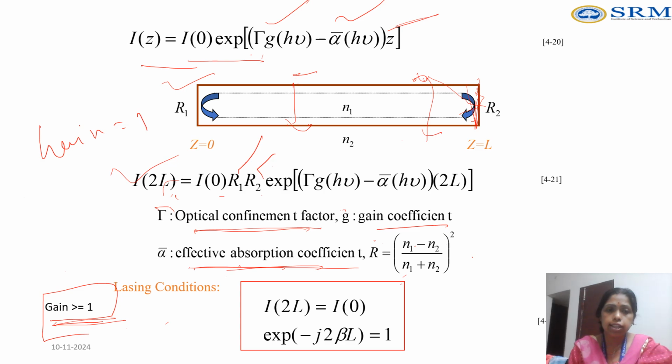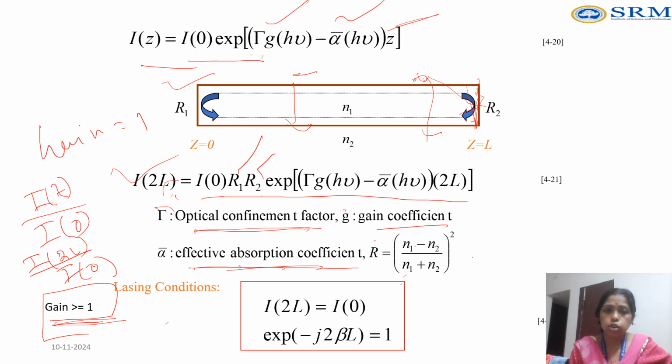What is the gain? Gain is I output by I input, I(z) by I naught. What is I(z)? I(z) is I(2L) by I naught. I naught is the same, so instead of I(2L) you can put this equation, and this I naught will cancel out. So you get the gain equal to this equation: R1, R2, and the exponential, the extra term, which will be equal to 1.